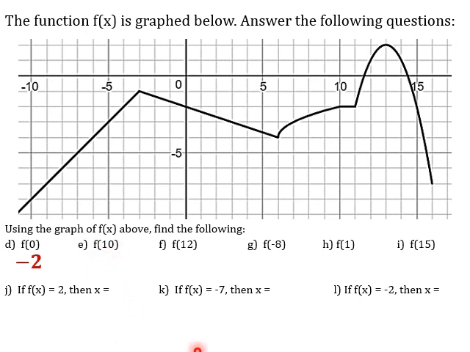All right, what's f of 10? So f of 10 would be here. It is also -2. All right, f of 12. F of 12 is up here, right? The x coordinate of 12 is up here. So that has a value of 1. All right, f of -8. So we have -5, -6, -7, -8, and we go down and read off its y coordinate. So that is -6.